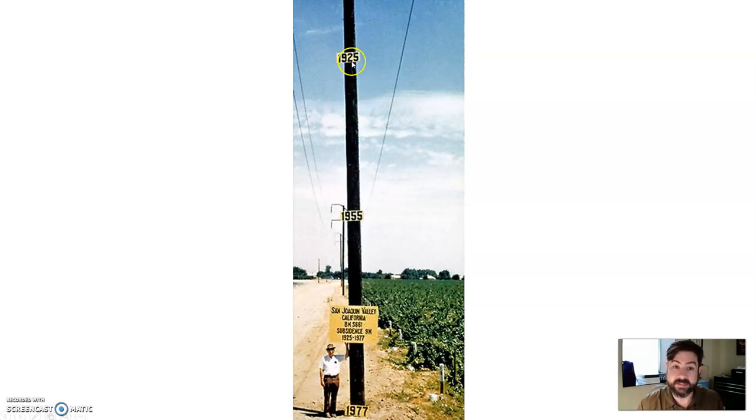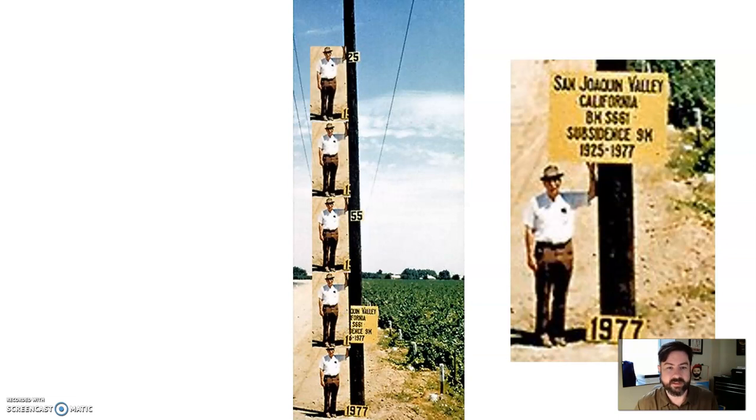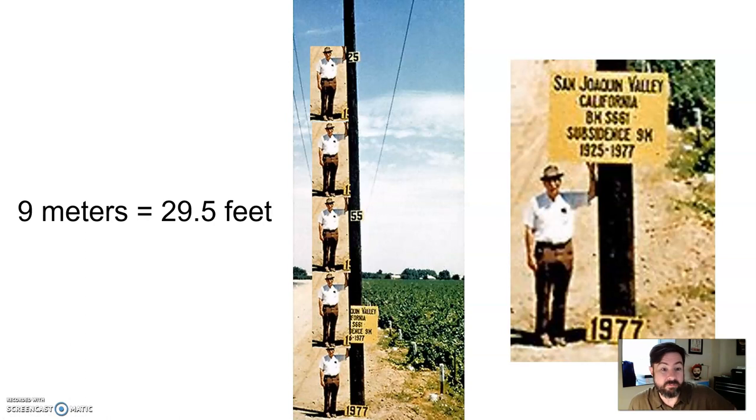So starting from 1925 down until 1977, so that's 52 years. In 52 years, the ground subsided that far. I don't know if you can see it here, but it says 9 meters. So if you use this guy as a reference, here's a little bit close-up view. If we use this guy as a reference, 1, 2, 3, 4, 5, about five of him high. So if let's say he's 6 feet, that's about 30-ish feet. So yeah, 9 meters is about 29.5 feet.